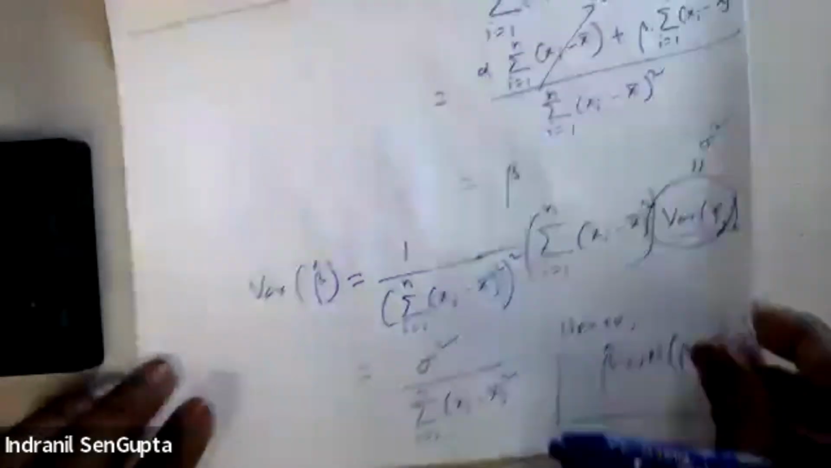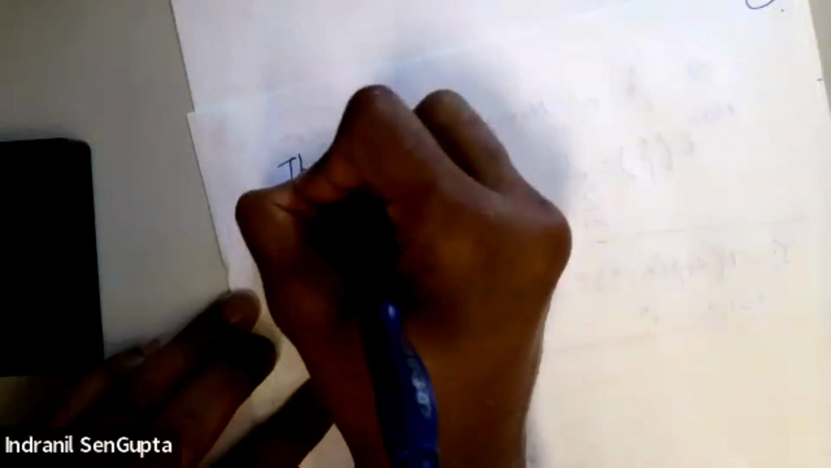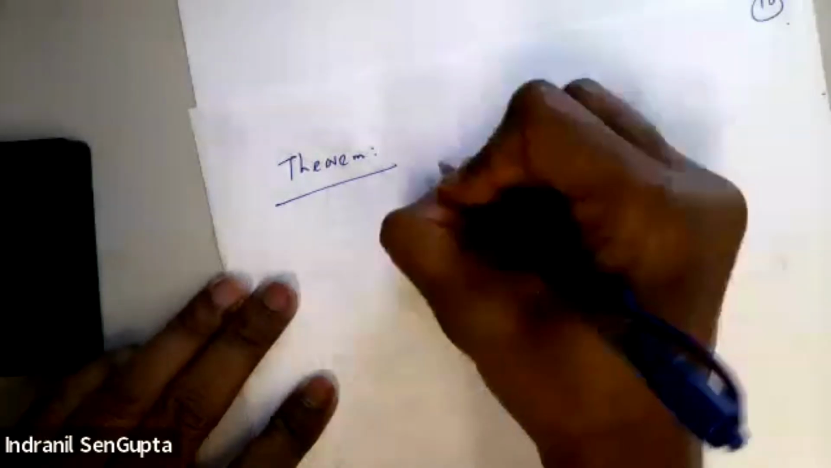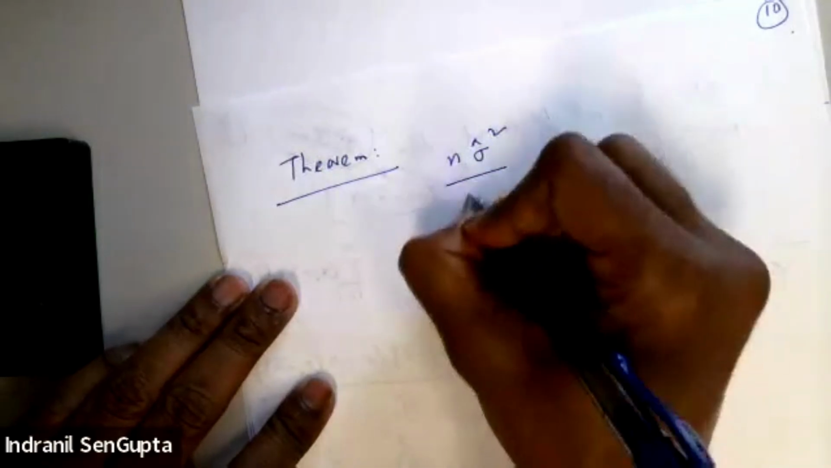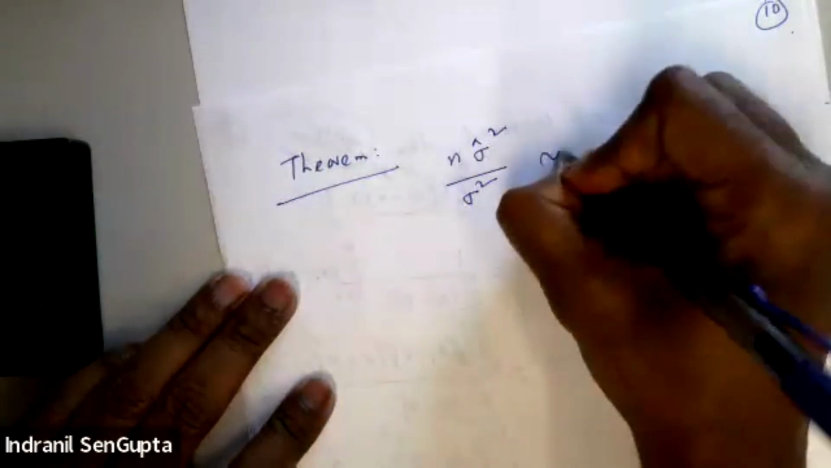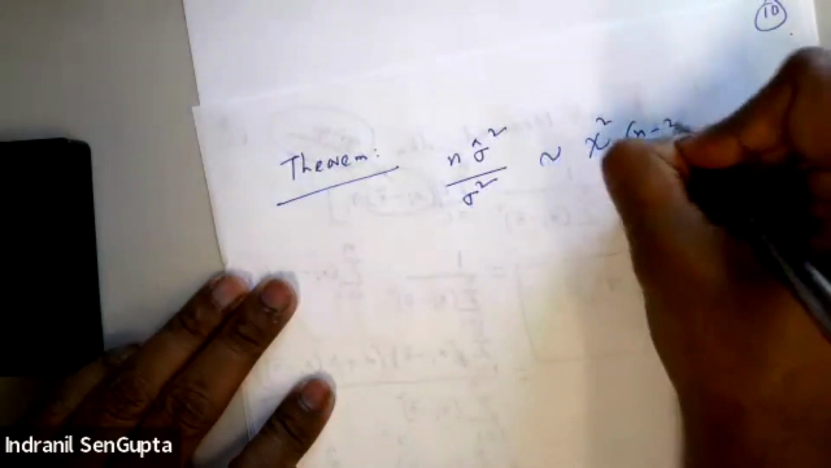Now, the third result, and this one will be a little hand waving. We will not prove it that much. Theorem: what about sigma hat squared? We have that n times sigma hat squared over sigma squared follows a chi squared distribution with degrees of freedom n minus 2.